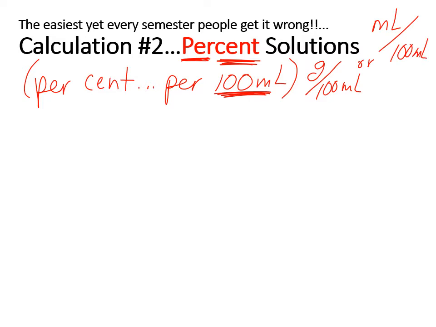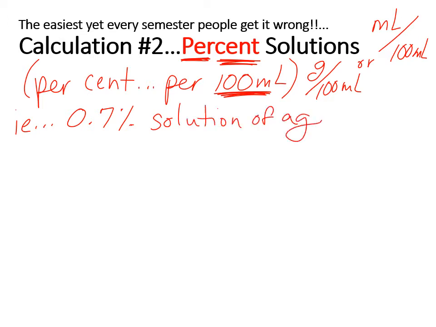As an example, if you wanted to make a 0.7% solution of agarose, we're going to go over that in a few weeks. Agarose is basically the gel that we put DNA into to run a DNA sample and separate out DNA sizes. So agarose basically looks like a rectangular slab of jello. So you want to make a 0.7% solution of that agarose.